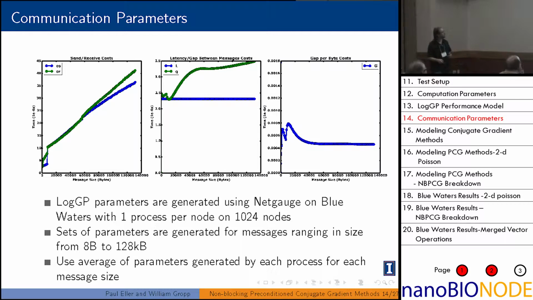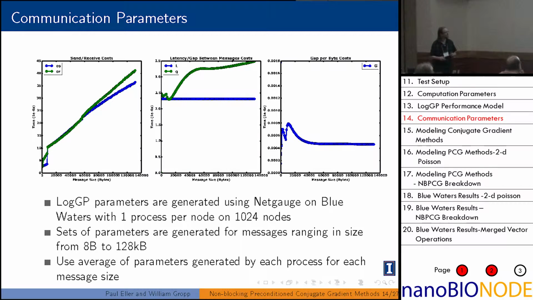So these are the communication parameters we got from NetGauge for message sizes ranging from 8 bytes to 128 kilobytes. These parameters are generated on Blue Waters with 1 process per node on up to 1K nodes. And we basically use the average of the parameters generated by each process for each message size. So the send and receive overheads should be constant. Instead, you can see that they're increasing fairly steadily.